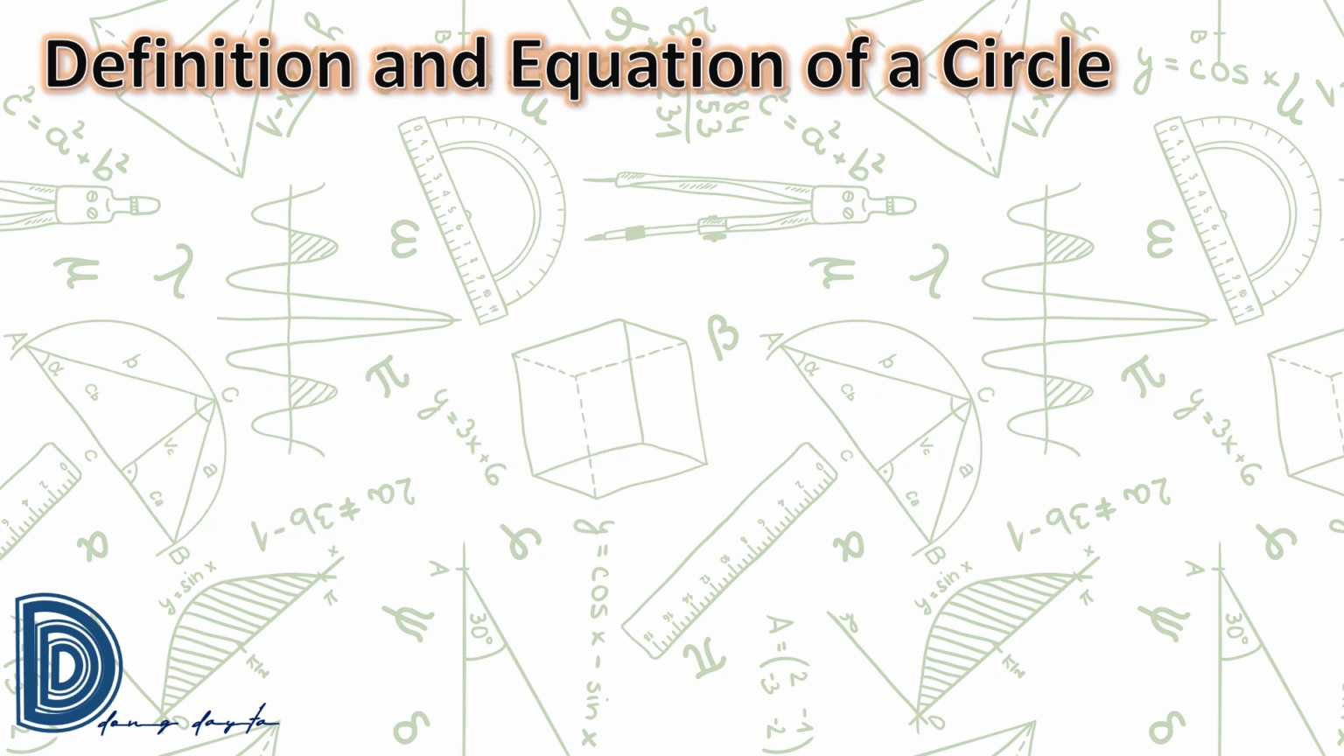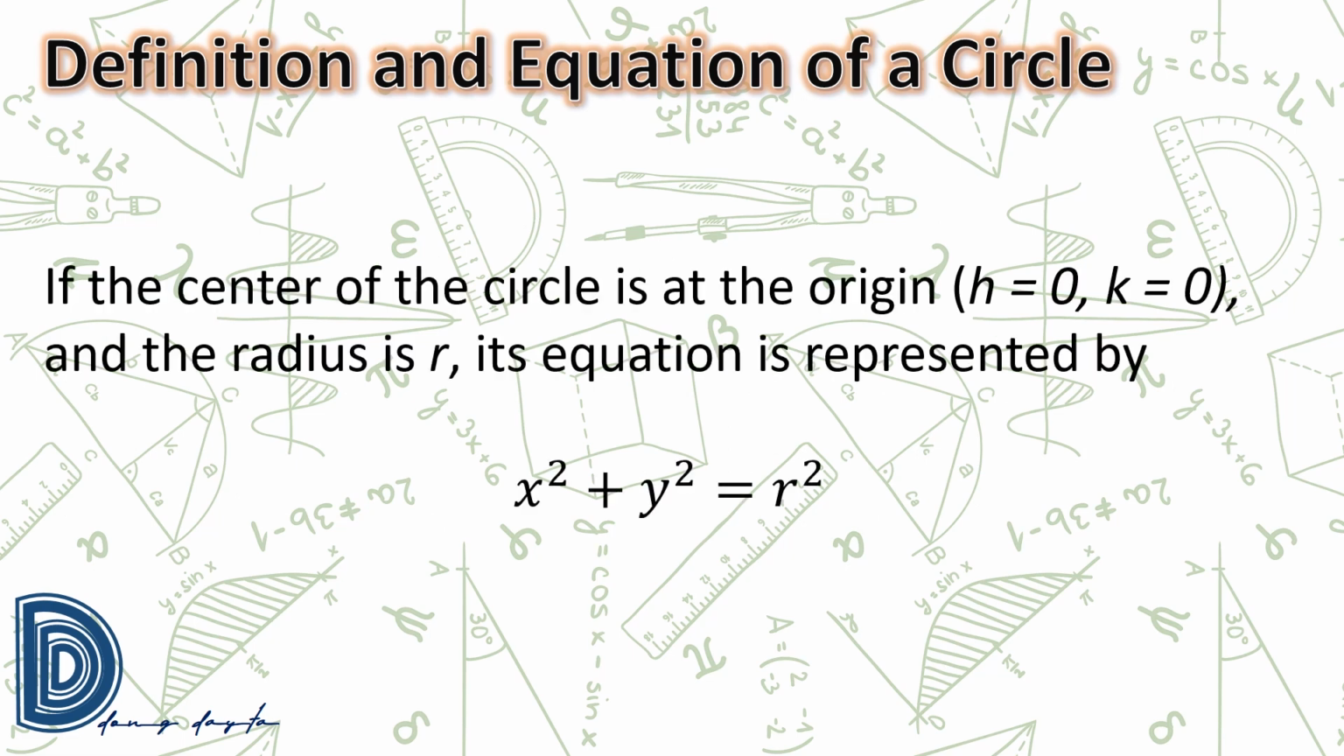If the center of the circle is at the origin, that is h equals 0, k equals 0, and the radius is r, its equation is represented by x squared plus y squared equals r squared. Let us have some examples.